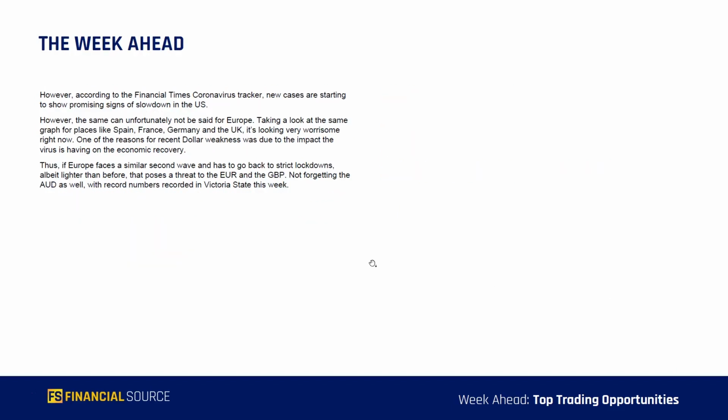Now, taking a look at that graph, the main places of concern right now are places like Spain. We've also seen an uptick in France numbers, German numbers, as well as UK. It's looking very worrisome right now. And one of the reasons for the US dollar's recent weakness was due to the impact that the virus is having on the economy in terms of the recovery. So if Europe faces a similar second wave, as we've seen in the US, also going back to strict lockdowns, even if they are lighter than the previous ones, that poses a real threat for the euro as well as the pound, not forgetting the Aussie as well, with record high numbers recorded, of course, in Victoria State.